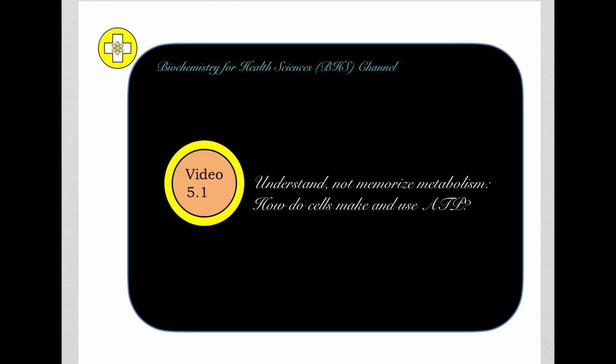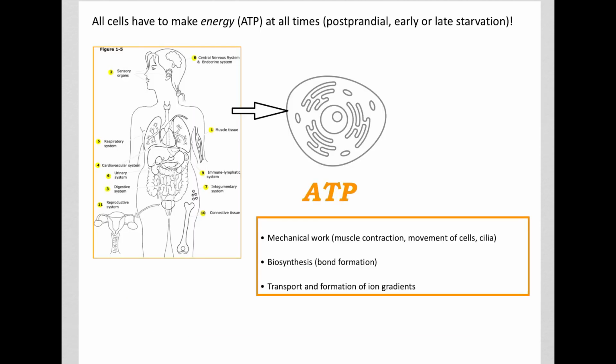In today's video, we shall look at how cells make as well as utilize ATP. As we mentioned in the previous video, your cells, your 30 trillion cells that you have in an adult human body, have to make ATP at all times.